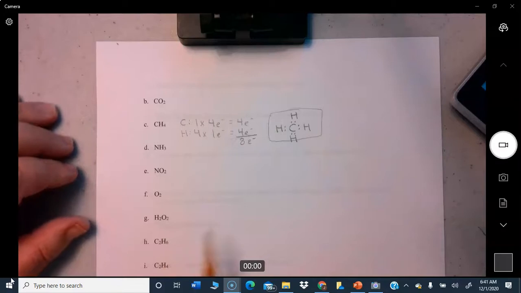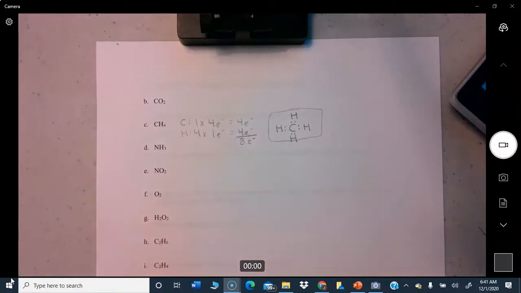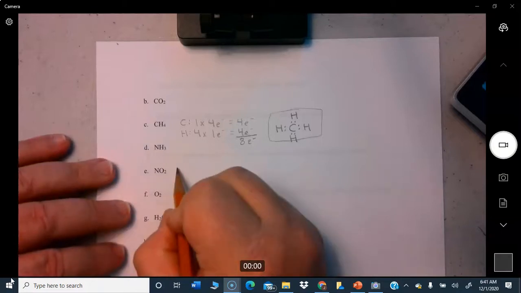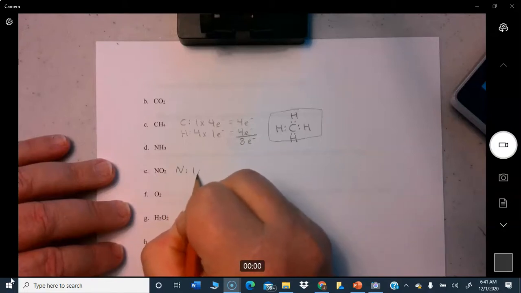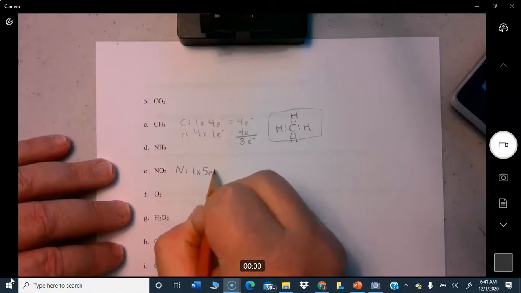That's it. And that actually is somewhat the structure of methane. We'll find out when we get into geometry anyway. Okay, NO2, let's do that. So nitrogen: there's one nitrogen, it has 5 electrons.